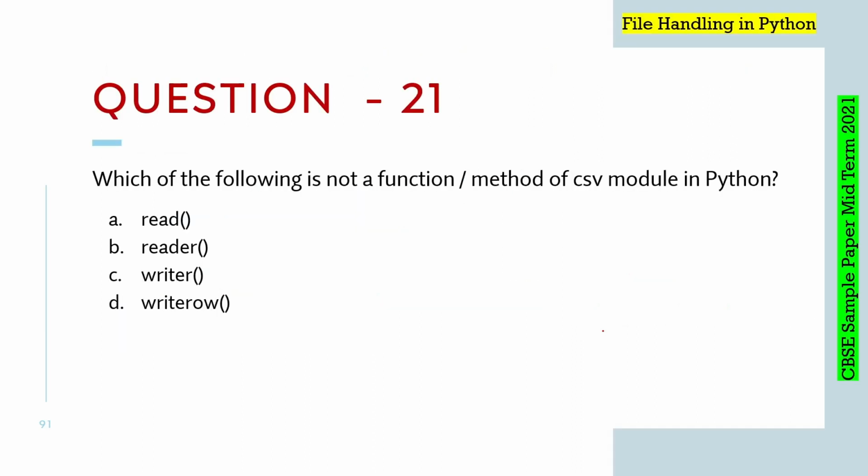So coming back to our question, now let's see the options. The read function is part of the text file. It will allow you to read the complete data of the file with the help of the file object. But reader, writer and writerow, all these functions are part of the CSV module. So the correct answer would be option A, and the reason is this is part of the text file. The read function is a part of the .txt file.